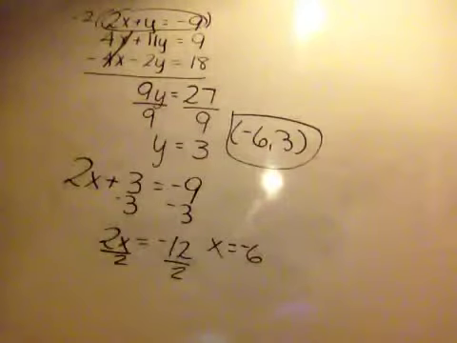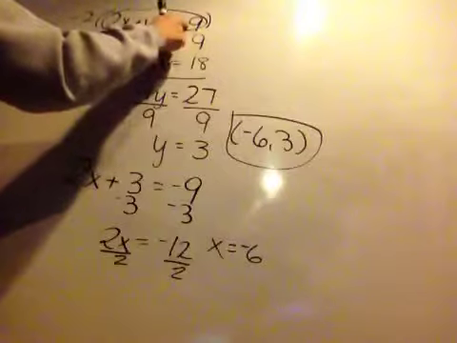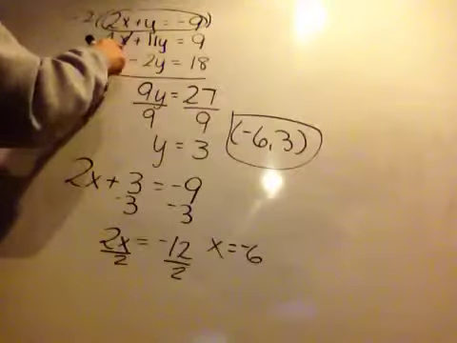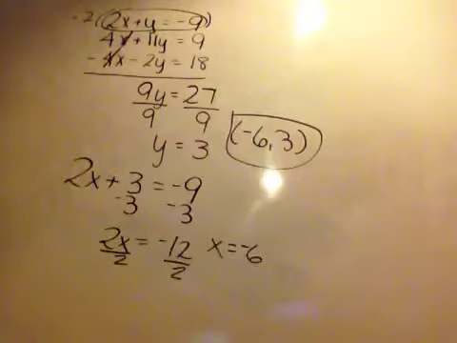And then you can go back with the negative 6, 3 and plug it into both equations for x and y and make sure that you get the right answer. So if I put in negative 6 and 3 here, I should get negative 9. If I put in negative 6 here and 3 here, I should get positive 9. If you don't get that, then you know you did it wrong.